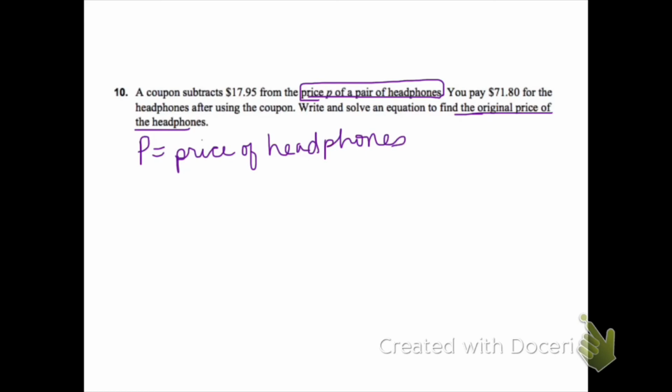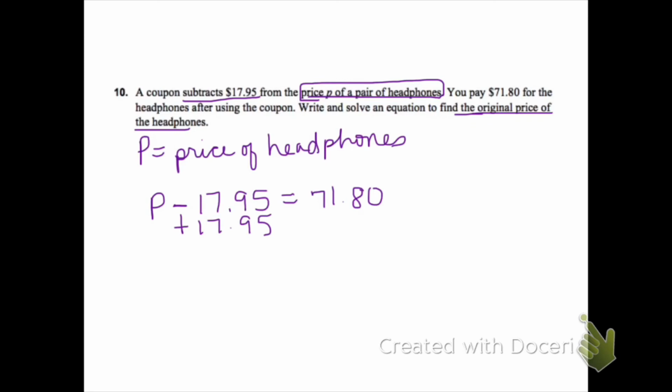Right here we have a clue because the coupon is subtracting this amount from P. And remember that subtraction is not commutative, meaning you can't put them out of order. So we have to take P and subtract the $17.95 from that because that's how it's worded. And then it says you pay $71.80 for the headphones after using it. So we have the price minus the coupon equals what we pay.